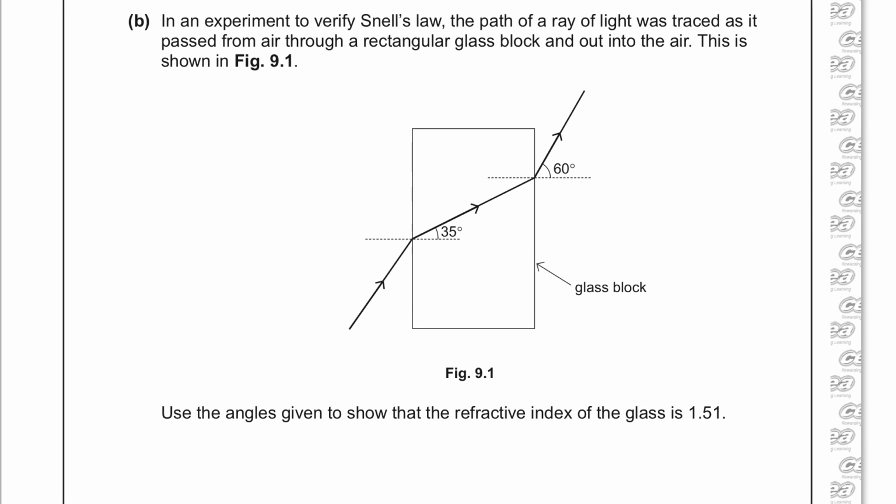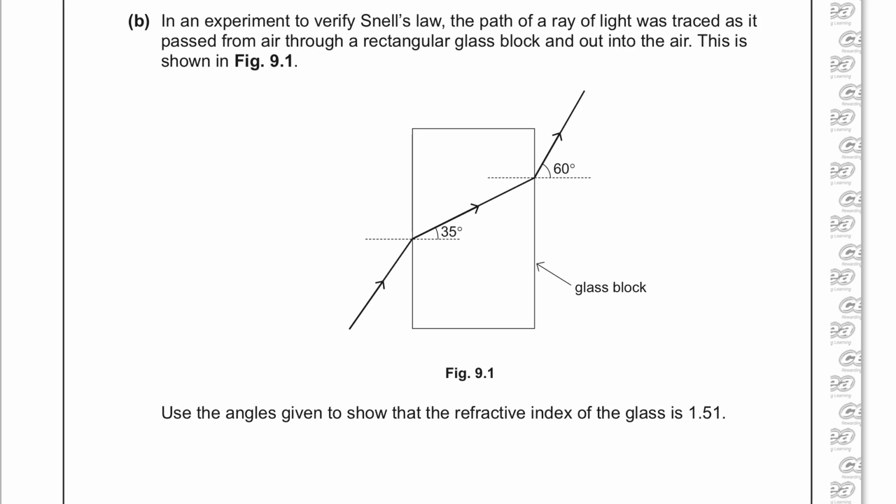Part B. In an experiment to verify Snell's law, the path of a ray of light was traced as it passed from air through a rectangular glass block and out into the air again. This is shown at figure 9.1. Use the angles given to show that the refractive index of the glass is 1.51.